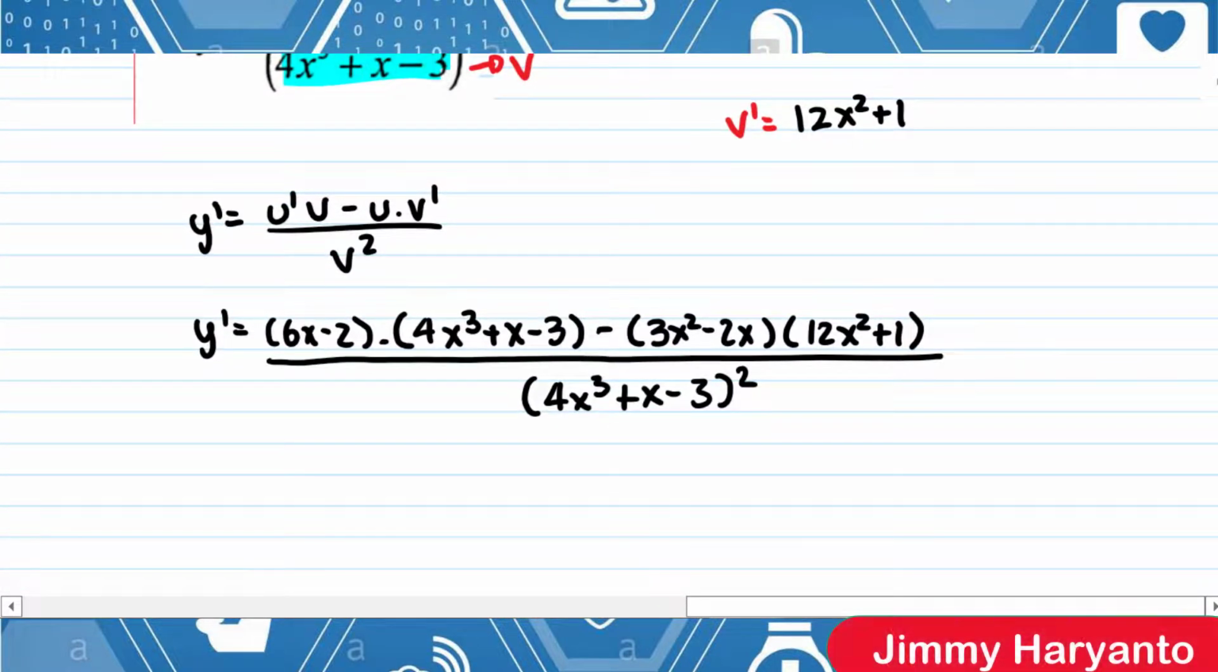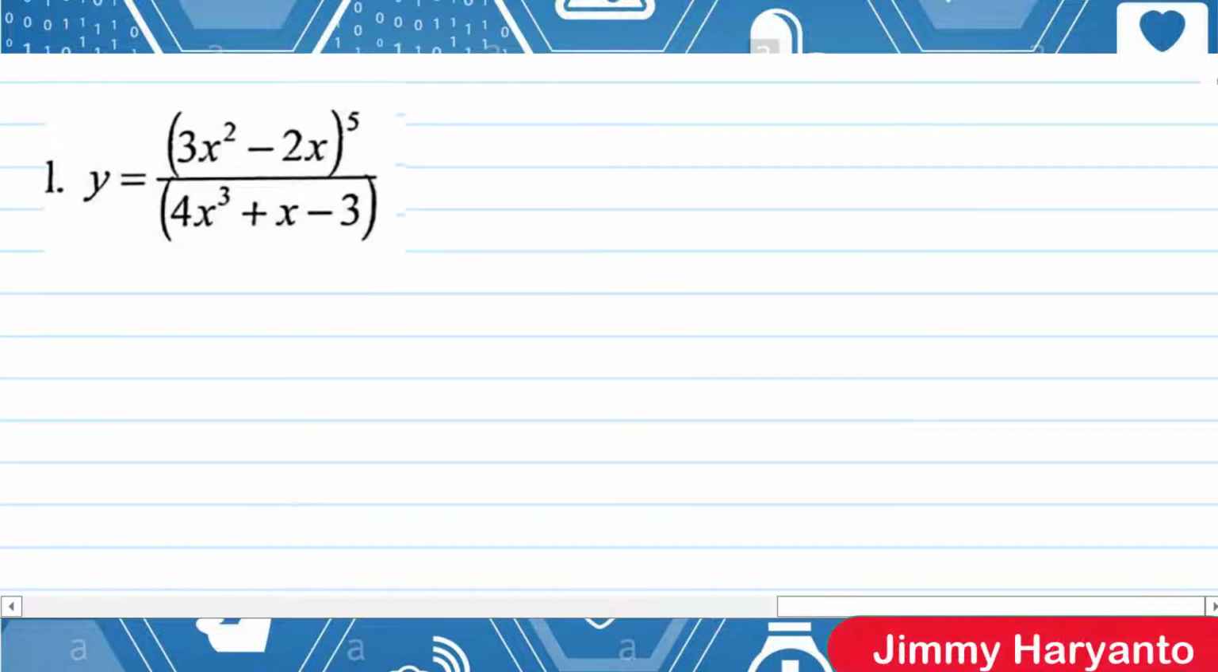Okay, so I think we will leave it like that, but if you want to do the Capit Kepiting method to simplify the numerator, you can do it also ya. I will stop here. And the next one is 1L.